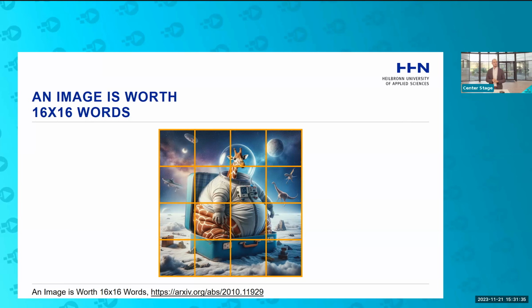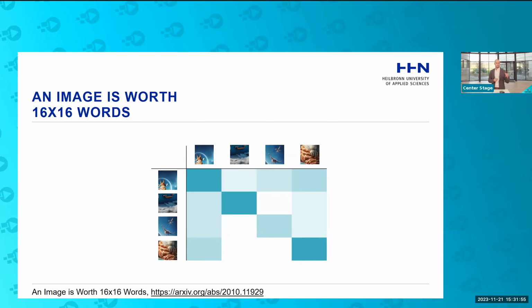Well, first of all, we have to divide the image into patches. In our case, it's 4 times 4. In the paper, it is 16 times 16. So this is just for simplification. And now there is a way to encode these patches and treat them exactly like we treated words before. So each patch can be related through this attention mechanism with each other patch in the image. Doesn't matter how far away it is.